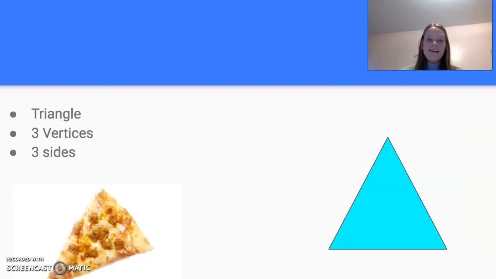So, our third example of a two-dimensional shape is a triangle. A triangle has 3 vertices. What's a vertice again? That's right, a vertice is a corner, and a triangle has 3 sides. Some examples of this would be a piece of pizza or a Dorito. Can you guys think of any other two-dimensional shapes that you see in real life that are triangles? Remember, you can just shout it out. Yeah, those are all great options. You guys are so smart.